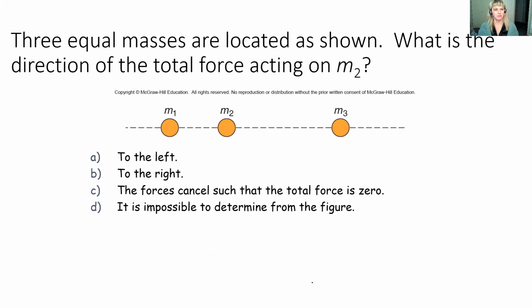Conceptual question for you. Suppose we have 3 equal masses located as shown. What is the direction of the total force acting on M2? To the left, to the right, total force is 0, or is it impossible to determine from the figure? Pause the video, think about it for a second on your own, and then we will discuss.